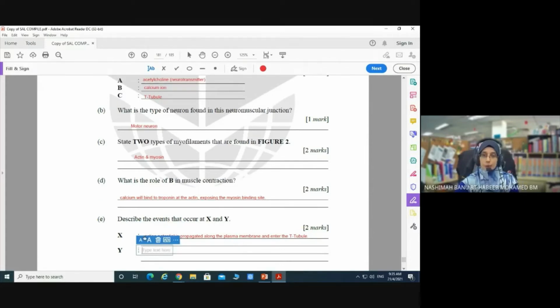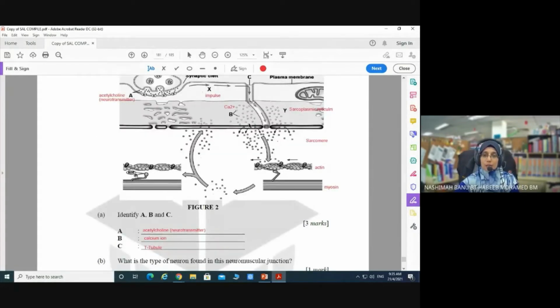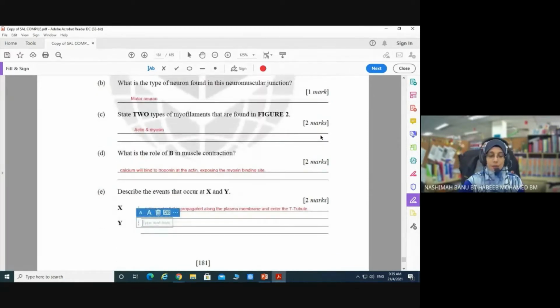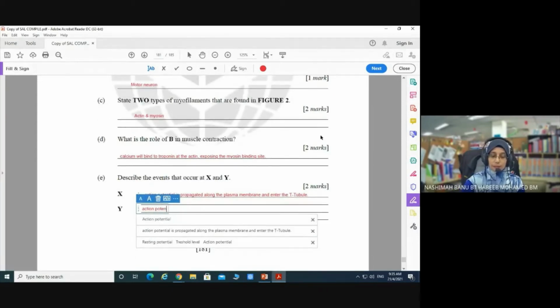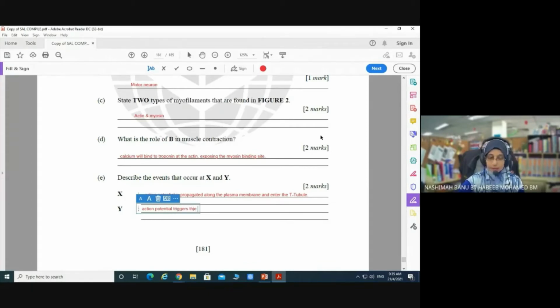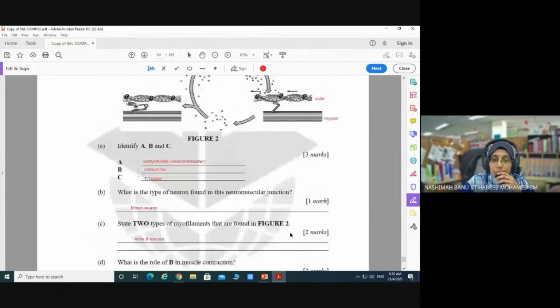What happened inside the T-tubule? Okay, so if you look at here, it consists of calcium. So what is the location? Which is the sarcoplasmic reticulum. So the action potential triggers the sarcoplasmic reticulum to release the calcium ions. Alright, so to release the calcium ions. Okay, done. Settled for the first question.